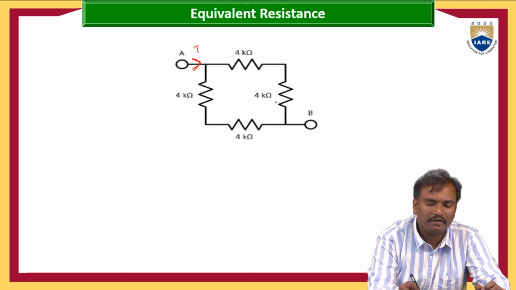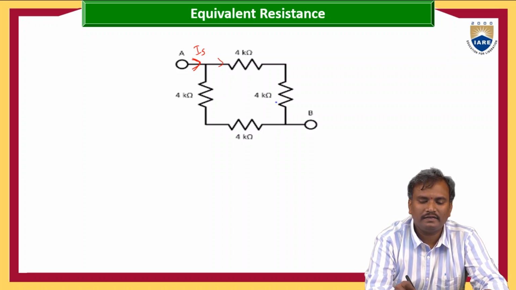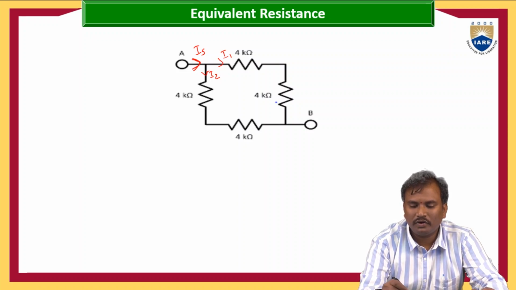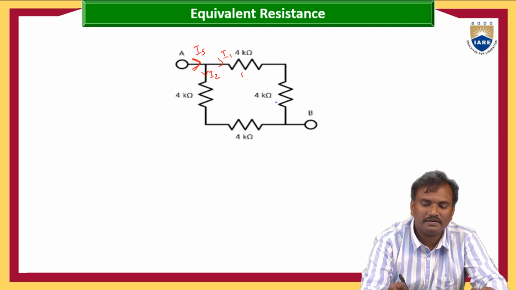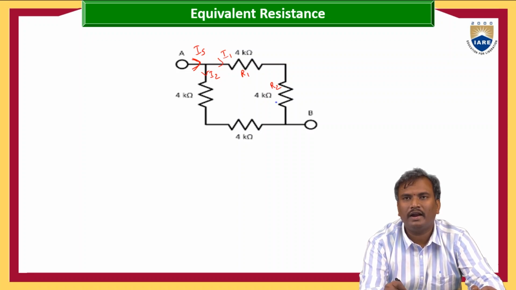So here let us give some current Is, and this current is dividing into two, that is I1, I2, and this I1 current is flowing in the 4 kilo ohms and 4 kilo ohms. Let us consider this is R1, R2. In this R1, R2, the same current, I1 current is flowing. So we can say that R1 and R2 are in series. Clear for everyone?